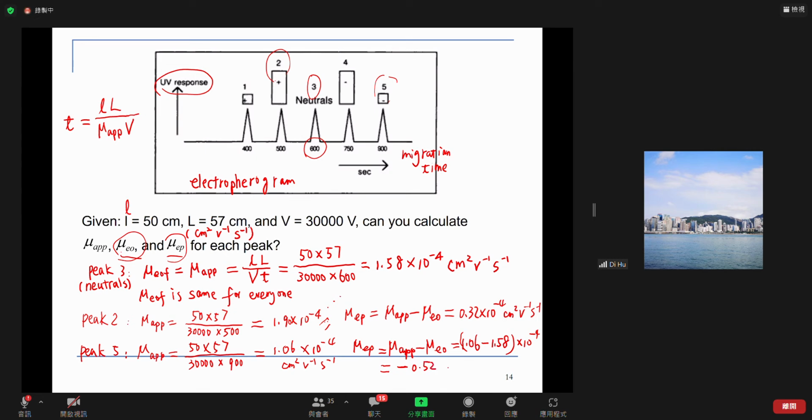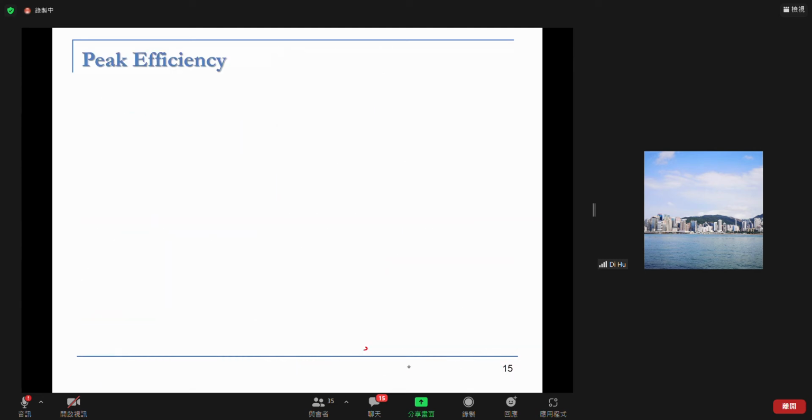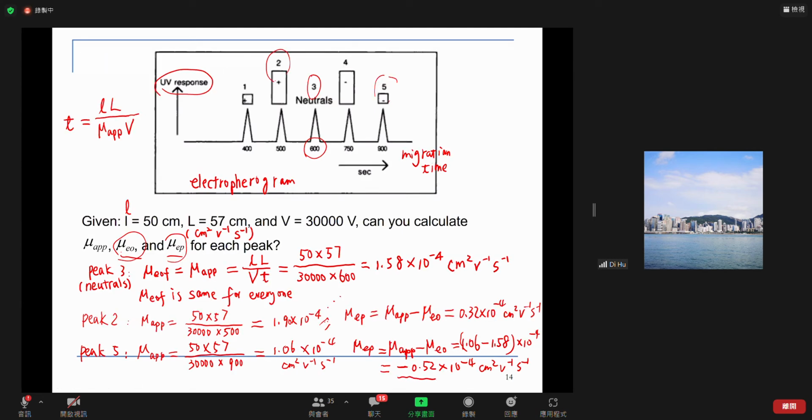0.52 times 10 to the minus 4 square centimeter per volt per second. I want to point out the negative sign here. What does that mean? The negative sign means its direction. Its direction is pointing to the anode, okay? Because this is the anion, its electromobility has a different direction from the cations, okay? So that's what I get.